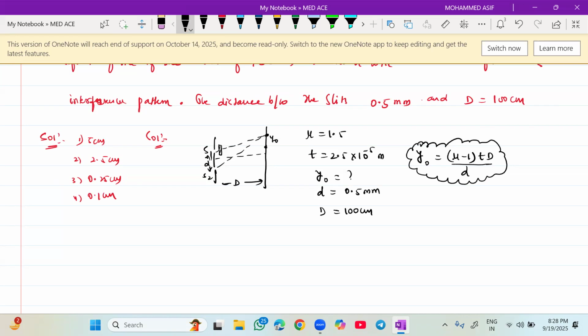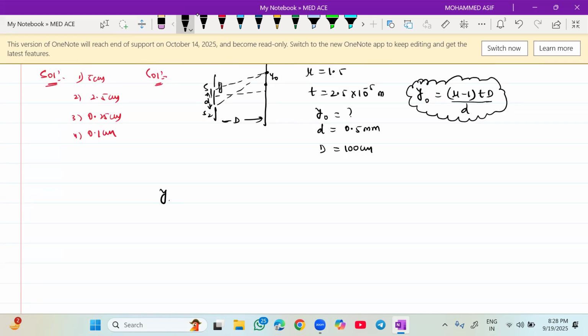Now just keep the values and simplify the given condition. So shift will be equal to the refractive index 1.5 minus 1, into thickness. Thickness is given as 2.5 into 10 power minus 5 meters. Then next one is capital D. Capital D is given as 100 centimeters. So that value is equal to 100 centimeters divided by small d. Small d is given as 0.5 mm.